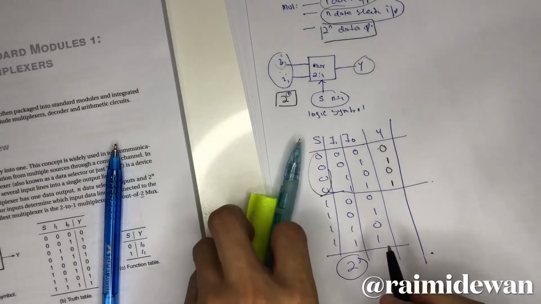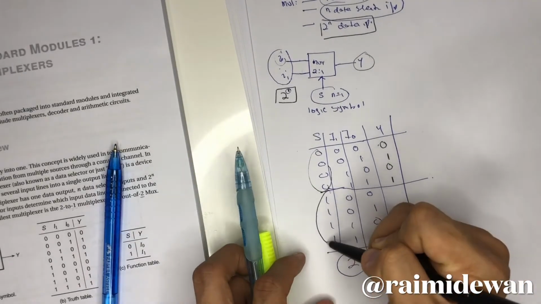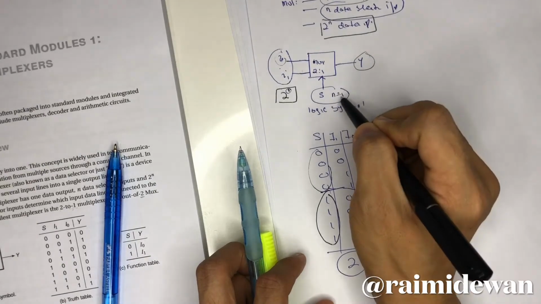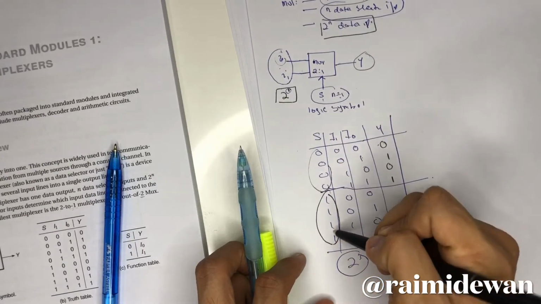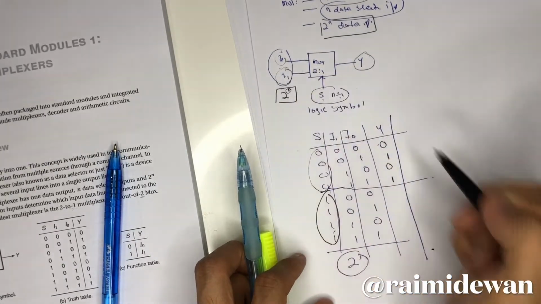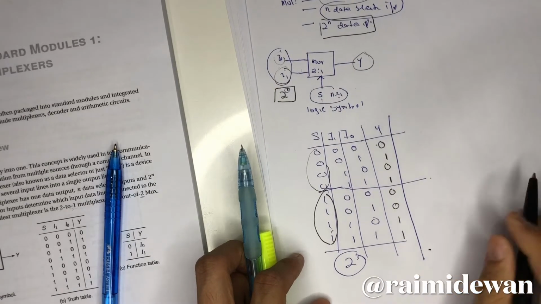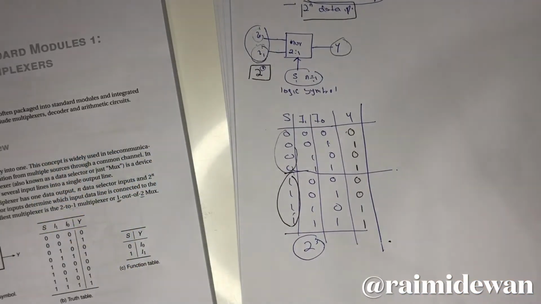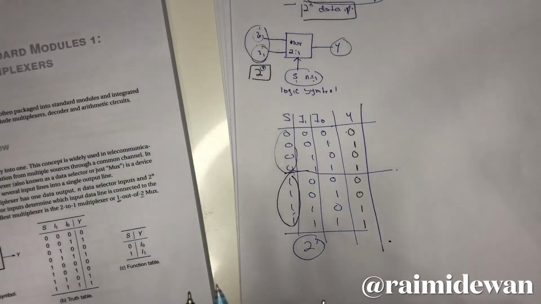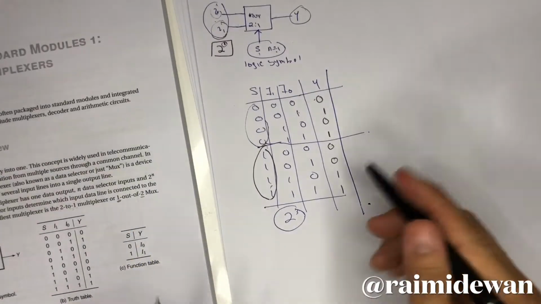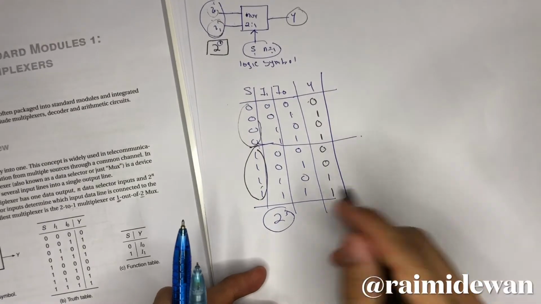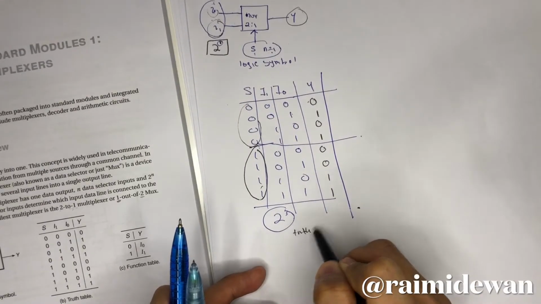I think it's quite easy. And how about 1? If the data selector input is equal to 1, then it will choose I1. Simply like that. When you see this, you can summarize it into a function table, which, as you guys know, we call a truth table.